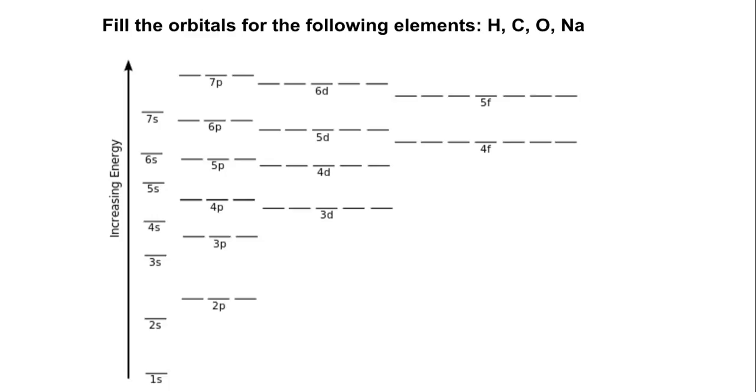These orbital diagrams go in order. Notice it has increasing energy on this side, and all of your principal energy levels and sublevels are labeled on here for you. So remember Aufbau's principle, remember Hund's rule, and remember the Pauli exclusion principle as you work through these four elements.